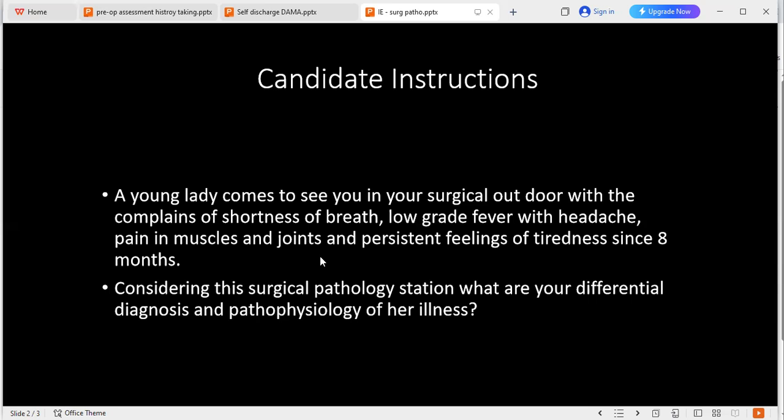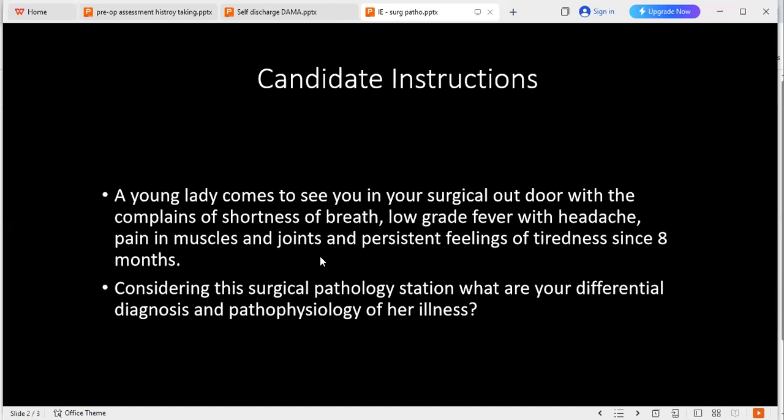Please tell me, how would you confirm your diagnosis? What investigations would you ask for? Okay, ma'am. I will do a full blood count, ESR, and then we have to do echocardiography. And then maybe blood culture, chest X-ray, and ECG.